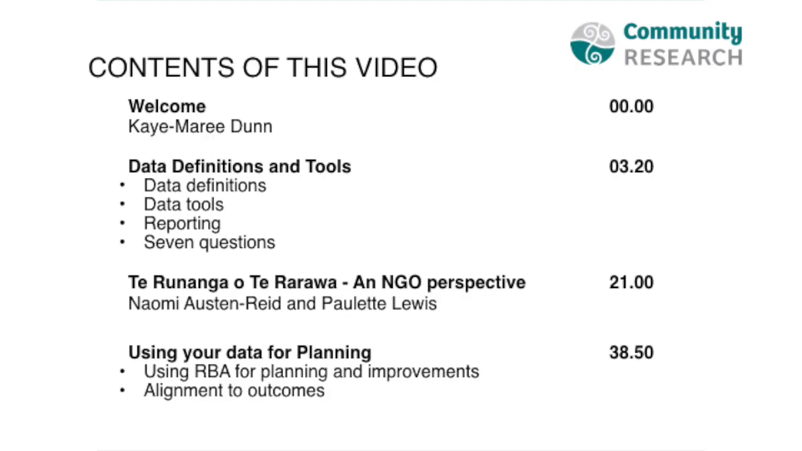So what we're going to do today, everyone, is talk about RBA and data. We've got a 3-part webinar today, everyone. Part 3 is where we're going to be talking about data collection and use. Part 2, we're very fortunate to have our lovely wahine toa from Te Rarawa to talk about implementing RBA from an NGO perspective. And part 3, we're going to talk about the strategic use of RBA and how you might be able to use RBA in terms of planning, change management, and also social investment.